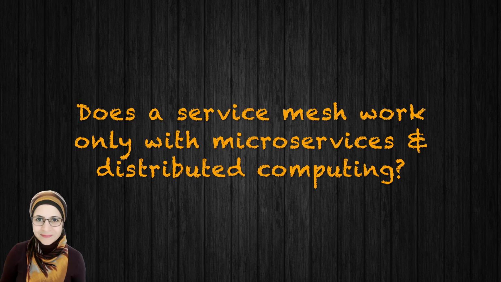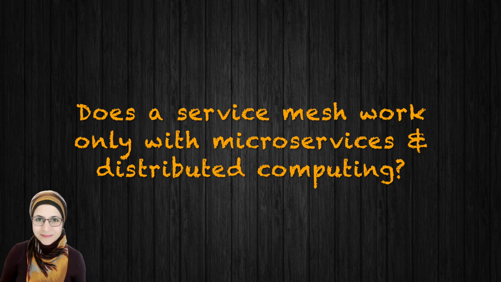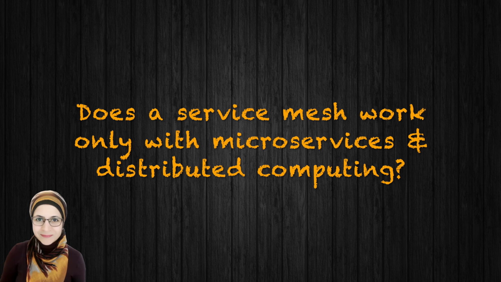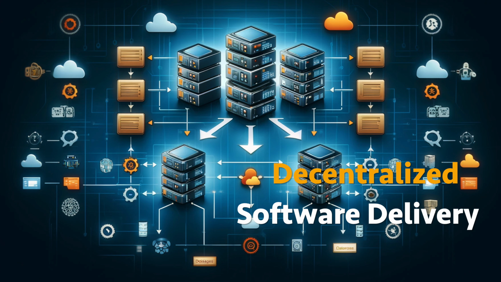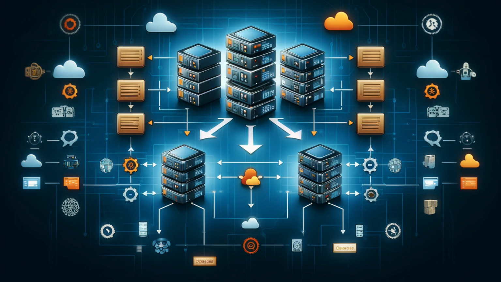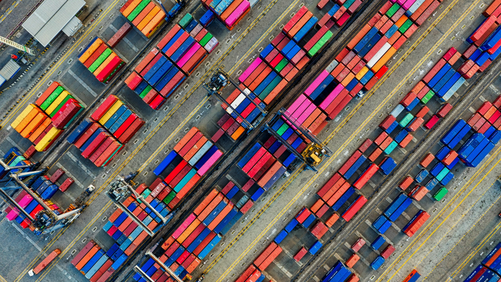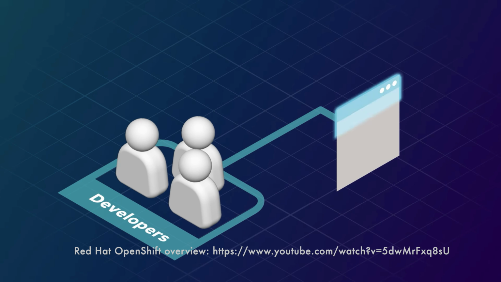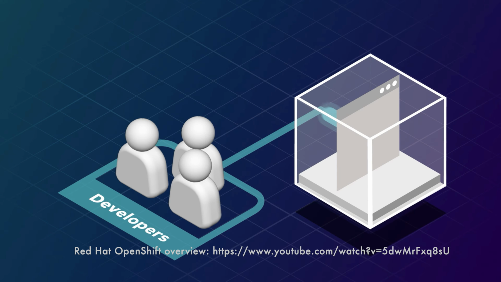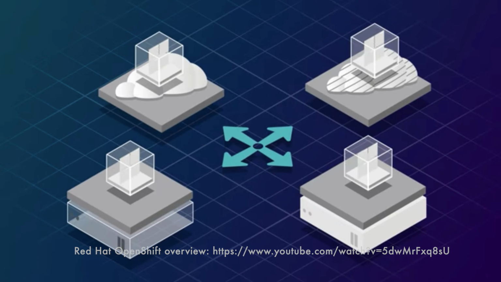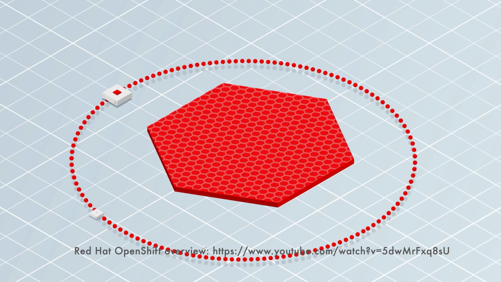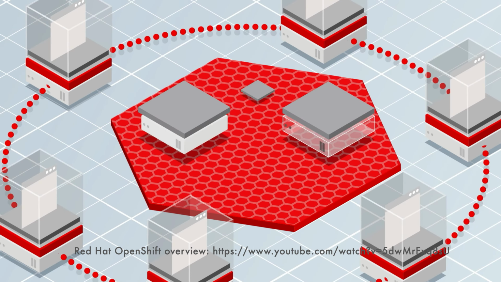Does a service mesh work only with microservices and distributed computing? Microservices architecture has ushered in the decentralized approach to software delivery. Between the infrastructure and the code, the layer that needs to function seamlessly is the networking layer. In modern containerized applications, a lot of focus is on the infrastructure and packaging and deployment of code, but traditionally not as much on networking. This has been changing recently with the advent of the service mesh.